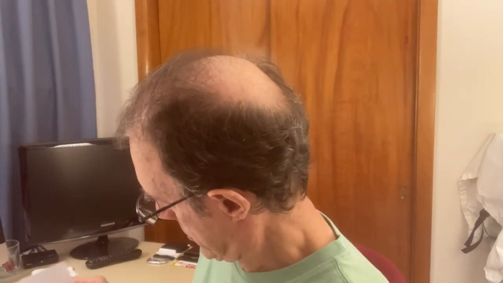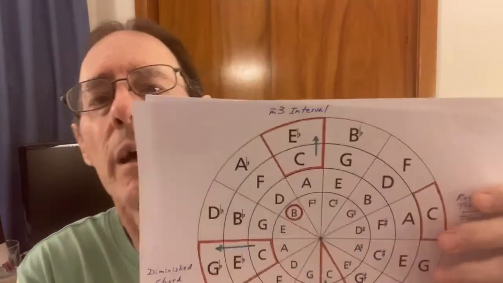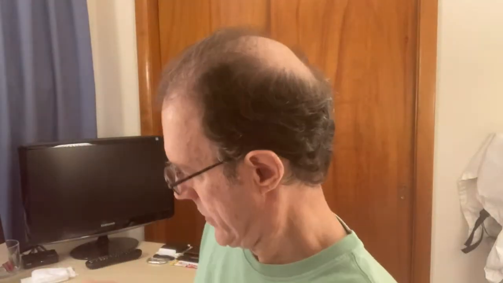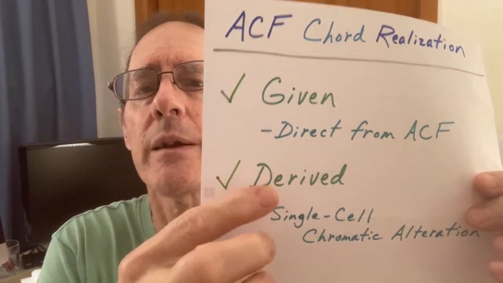Now, for chord realization through chromatic alteration, I showed you the given ones, the ones that pop right up in front of you on the circle. Okay, I showed you the given ones, right? Now there are also the derived. And you say, well, how do you get more chords out of there? How do you squeeze more chords out of that chart?